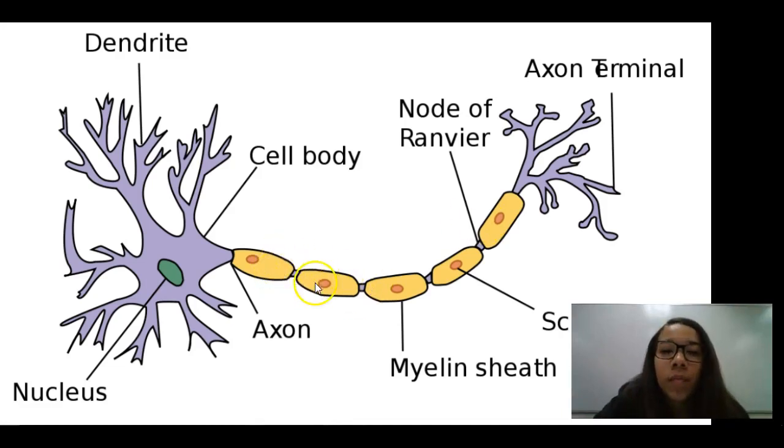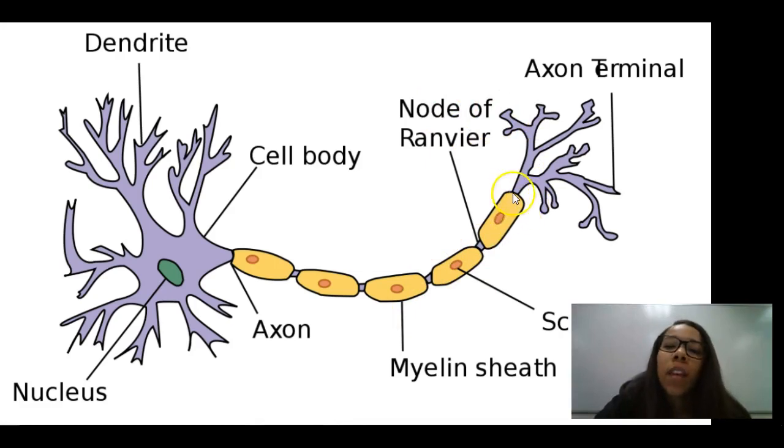In between each myelin sheath, in between each yellow spot, you're going to have the node of Ranvier. And it's just the area of the axon that is unmyelinated. It's between each myelin sheath. That is going to come back when we talk about action potentials. So just keep that in mind. Node of Ranvier is important to know.